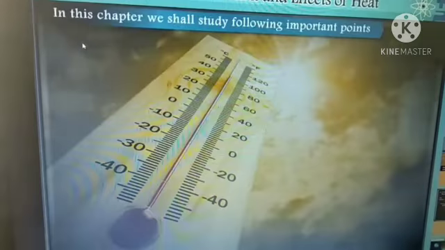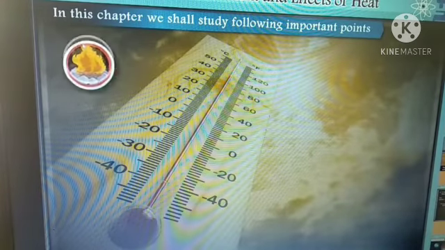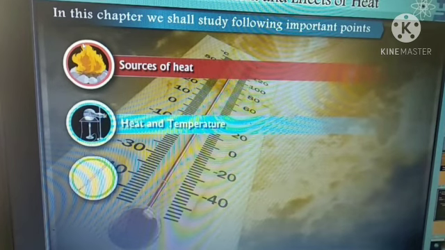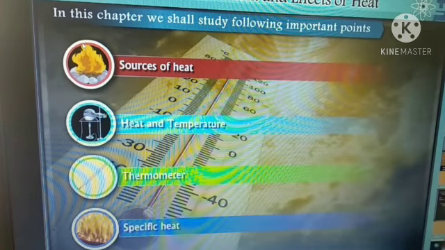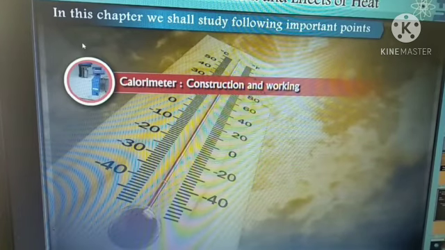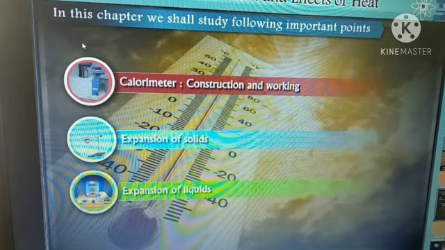Lesson number 14, Measurement and Effects of Heat. In this chapter, we shall study the following important points. Sources of heat, heat and temperature, thermometer, specific heat, calorimeter, construction and working, expansion of solids, expansion of liquids.